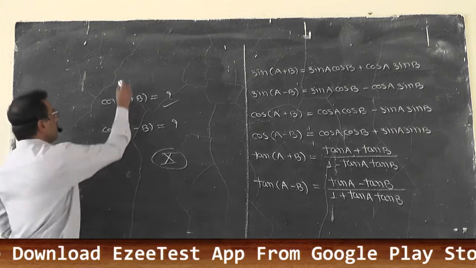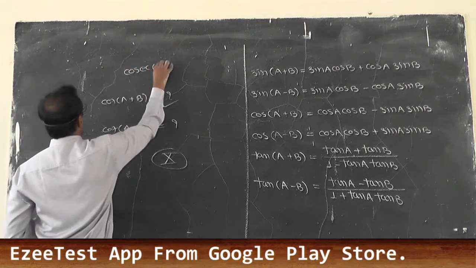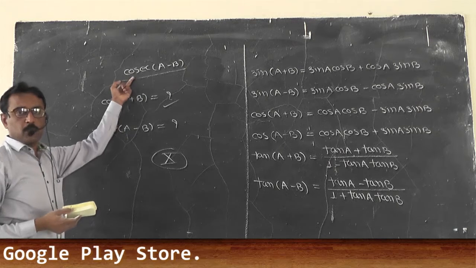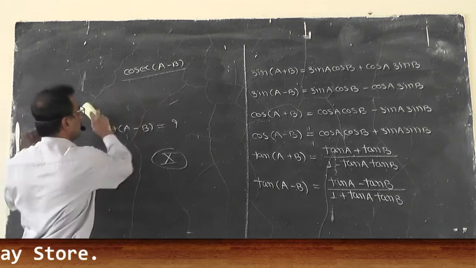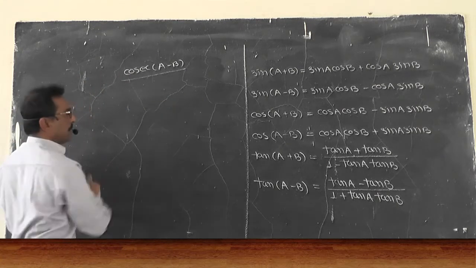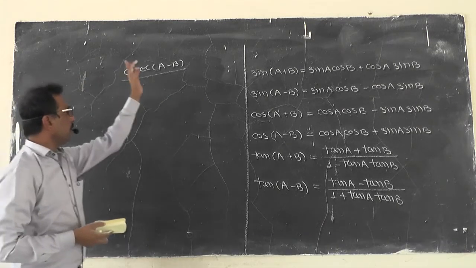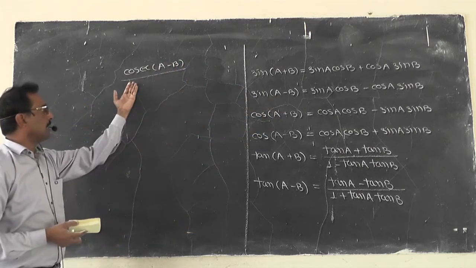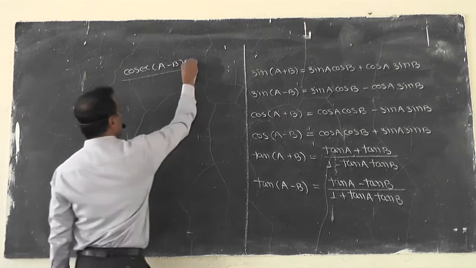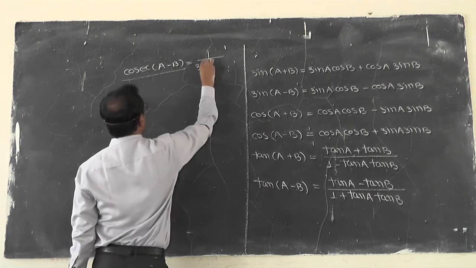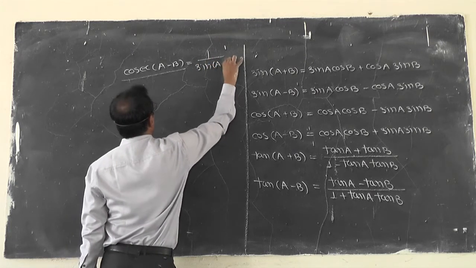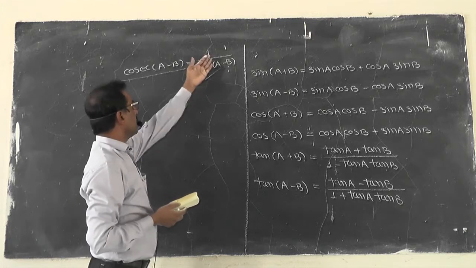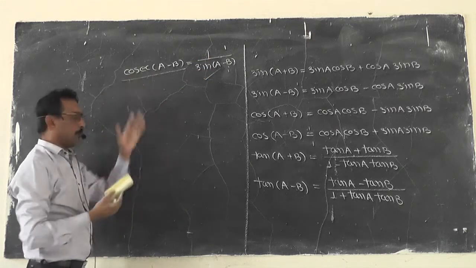Suppose this question is given: find the value of cosec of A minus B. What should be your basic procedure? If it is asked for cosec of A minus B, which quantity do we have to find? Firstly find the value of sin of A minus B, reciprocate that and get the value of cosec of A minus B, because cosec of A minus B is 1 upon sin of A minus B.